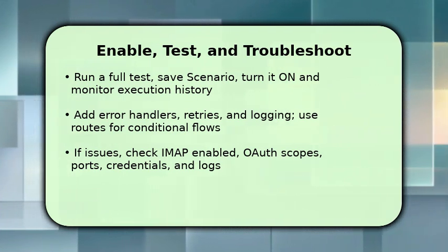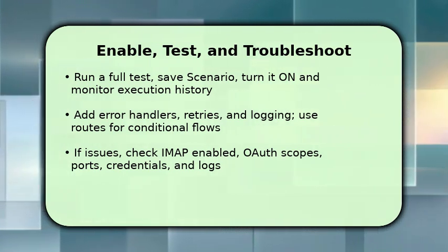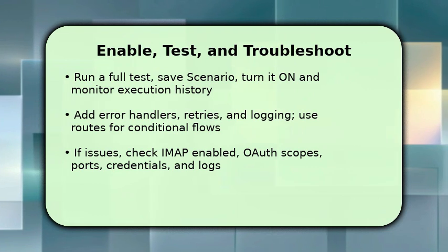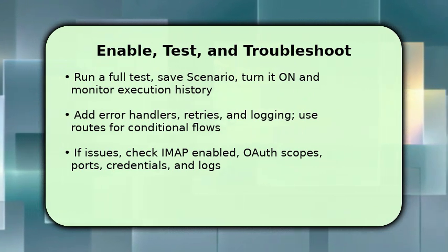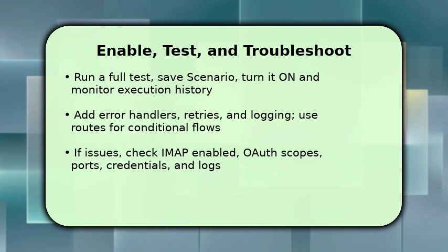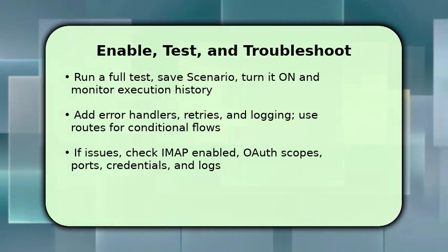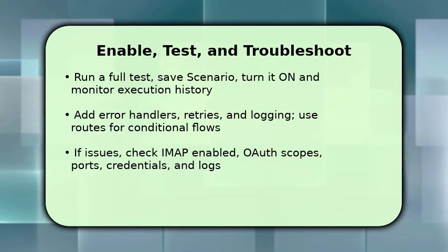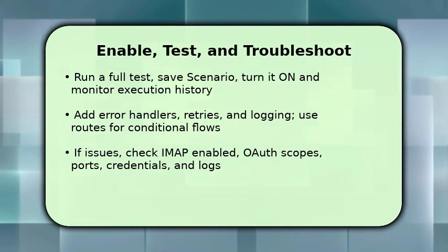If something goes wrong, check common culprits. Ensure IMAP/SMTP is enabled on the mail account, verify OAuth scopes and token validity, confirm ports and SSL settings, and re-enter credentials. If logs show permission errors, reauthorize the connection and test again.